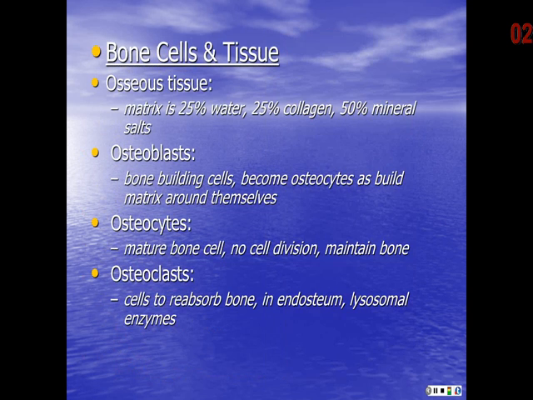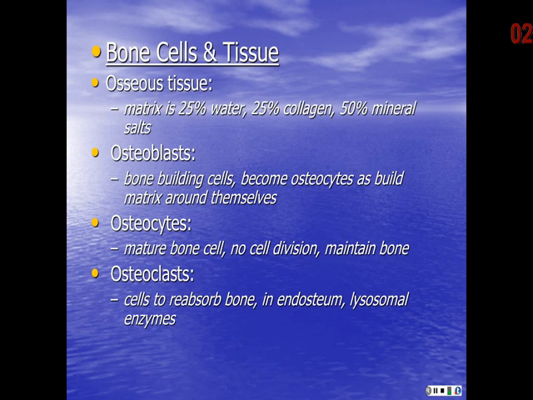Bone tissue is also called osseous tissue. The matrix is composed of 25% water, 25% collagen, and 50% mineral salts. The osteoblasts are the bone building cells that secrete the bony matrix around themselves. The blast ending is what indicates that it's a building cell. After they are enclosed in bone, they become osteocytes or mature bone cells. Cytes is the ending for cells.